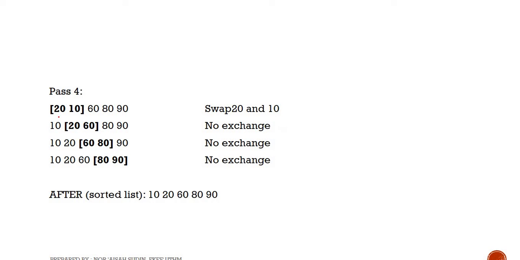We do the same process. The comparison between the adjacent elements at index 0 and index 1, and then we need to swap between 20 and 10. Then we compare 20 and 60, no exchange. Again, we compare index 2 and index 3, no exchange because the list is already sorted. And then the final comparison, we compare 80 and 90, no exchange here because the list is already sorted. If you check here, this is the sorted list, the final list of the numbers.